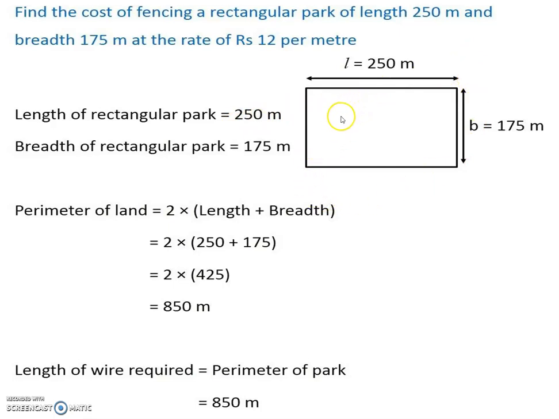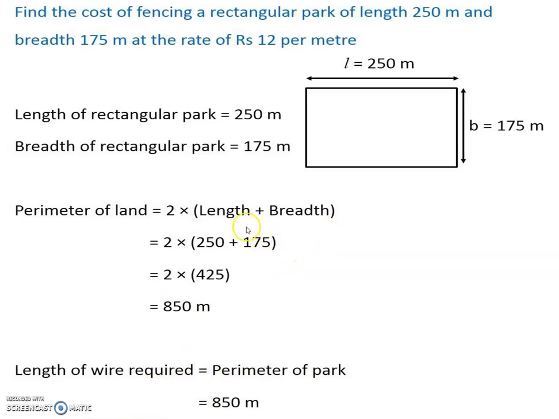Yes. So L is equal to 250 meter, breadth is equal to 175 meter. Therefore, the length of the rectangular park is given by 250 meter and the breadth is 175 meter. Now, the perimeter of land is 2 into length plus breadth. But why? Because a rectangular park is given. So rectangular means rectangle. Rectangle perimeter is given by 2 in bracket B plus L bracket complete.